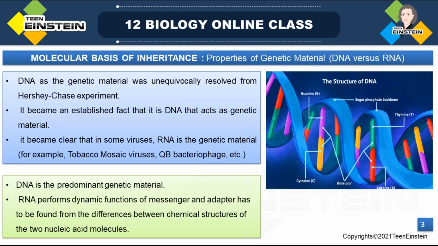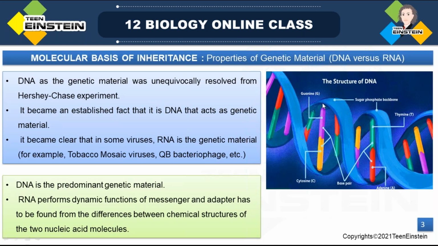But in some organisms, like some viruses, RNA is acting as the genetic material. For example, which one can we say? Tobacco mosaic virus. Note this down: in tobacco mosaic virus, RNA is acting as the genetic material. So DNA is the main, or predominant, genetic material in most organisms, but in a few organisms you can see RNA as the genetic material. RNA mainly works as a messenger. The main role of RNA is to work as a messenger.